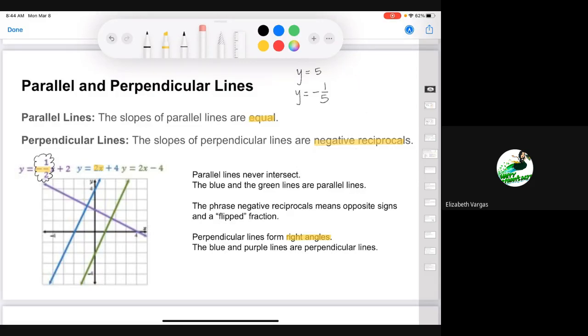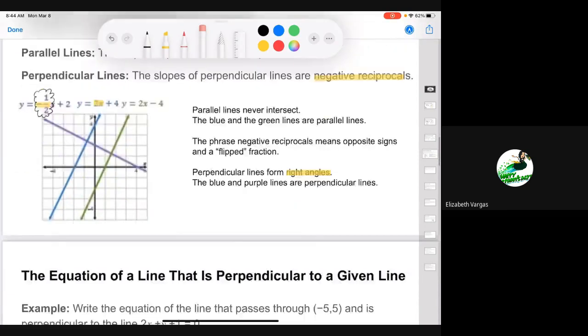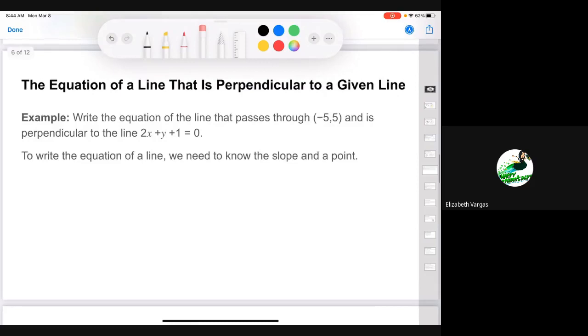If I wanted to find the slope of the parallel line, the line which is parallel to this, it would have to just be the same slope. So y also equals 5. Okay, any questions? Okay. All right.